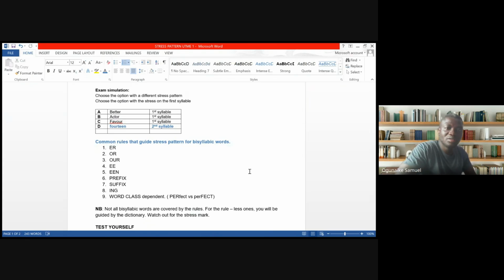All right, back to the English section. So ER, I leave you guys to learn these rules for yourselves, but I'm just going to guide you through. With ER, you don't stress it, and so it's "better" and not "betTER". You don't stress OR, so I got to know it's "actor", not "acTOR". He's an actor. I'm pronouncing the top, but it's small, so to speak. He's an actor. I'm pronouncing the top, but I lower the rest.